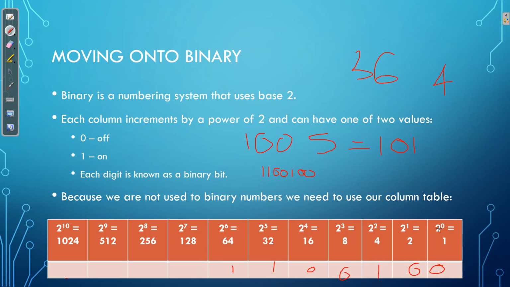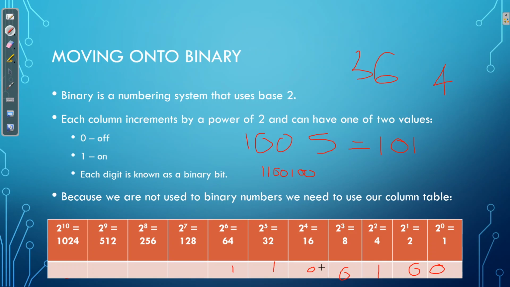All we do is draw out our column table, and then we just move from left to right and say, do I need this number to make up this decimal number? Think of it like this: does this number fit into 100, or fit into my decimal number? So does 1024 fit into 100? No, it doesn't. Does 64? Yes, it does. So then I put a 1 next to 64. Does 32 fit into the remaining 36? Yes, it does, so I put a 1.